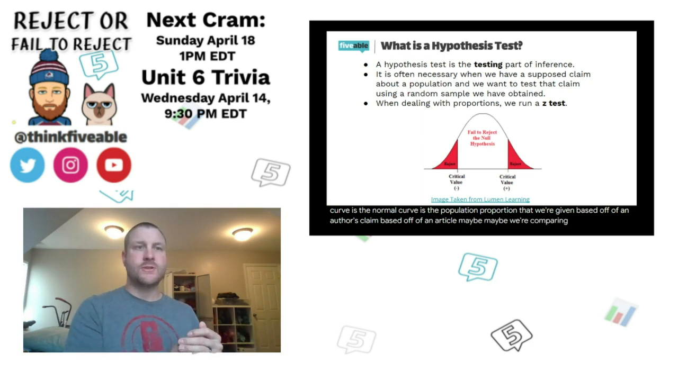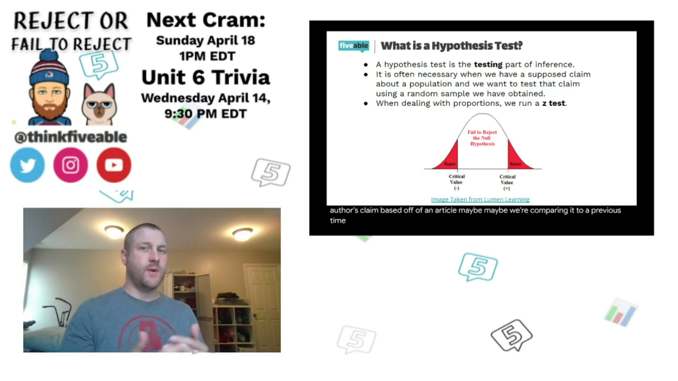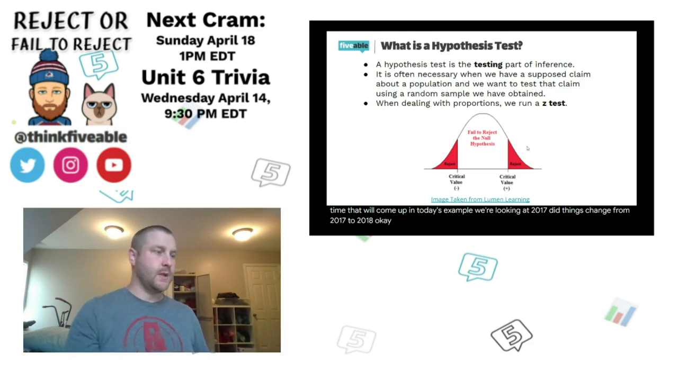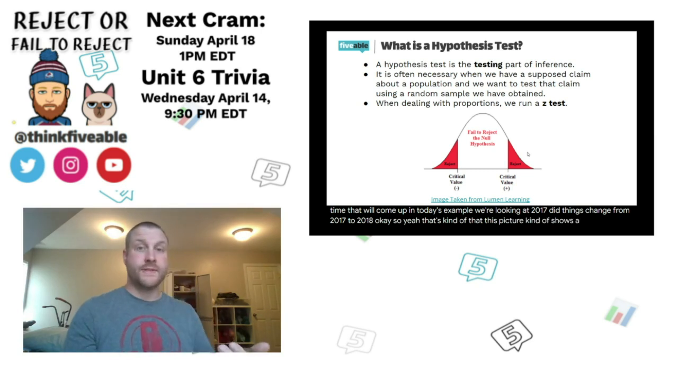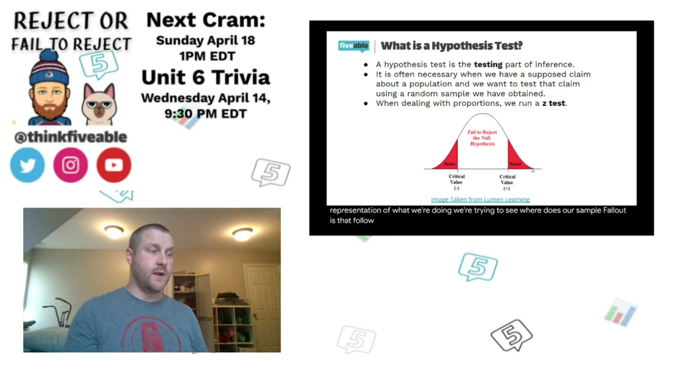Maybe we're comparing it to a previous time. That'll come up in today's example. We're looking at 2017. Did things change from 2017 to 2018? So yeah, that's kind of that. This picture shows a graphical representation of what we're doing. We're trying to see where does our sample fall. Does it fall in an area, one of the two tails, that leads us to reject our null hypothesis, or does it lead us to fail to reject?